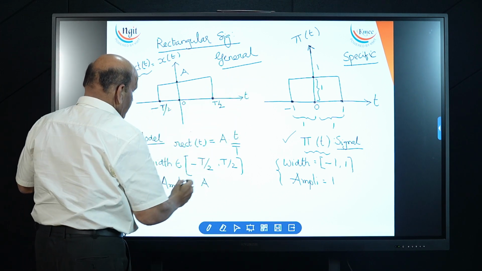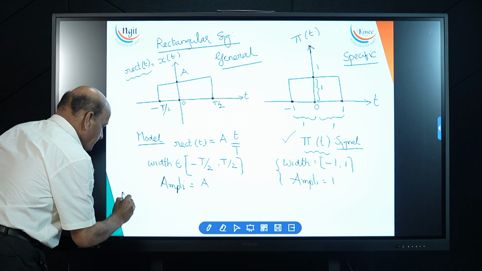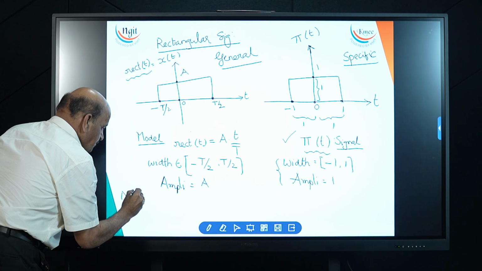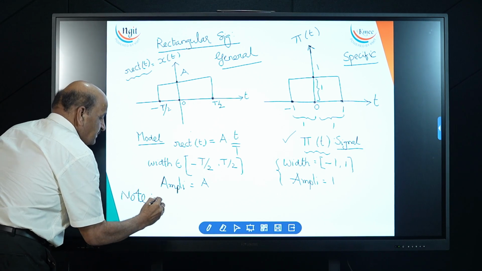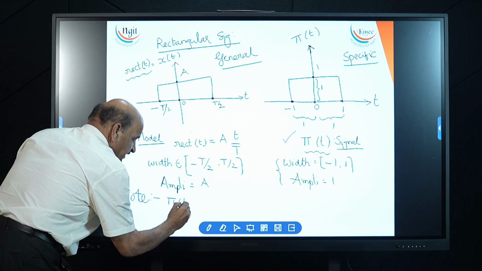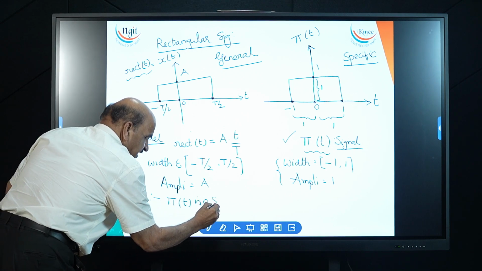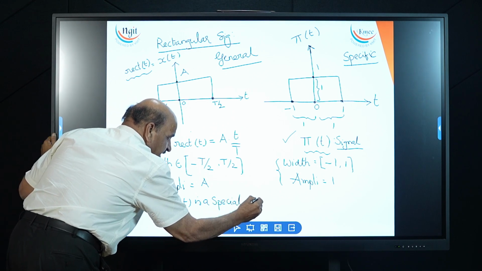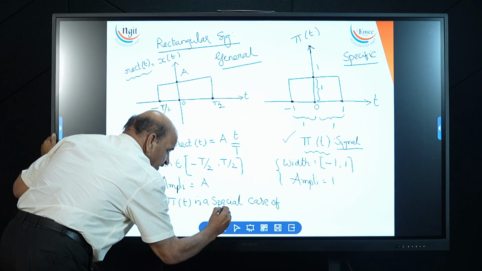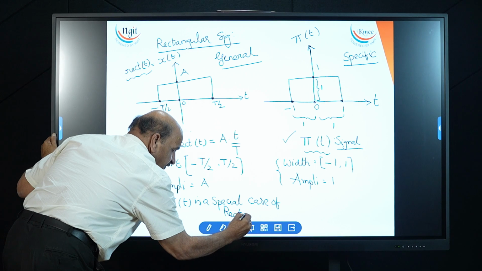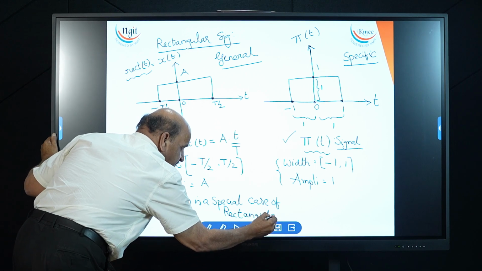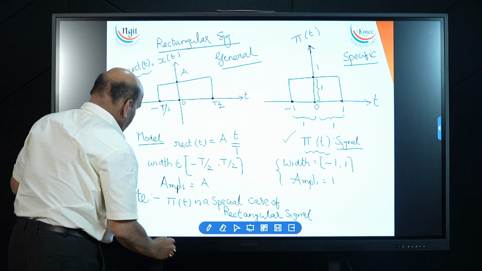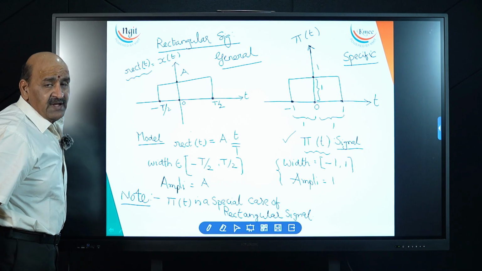That is a special case. Therefore, note, what is this note? Pi of t signal is a special case of the rectangular signal. They will ask in 2 marks small questions like this. So this point students have to remember properly.